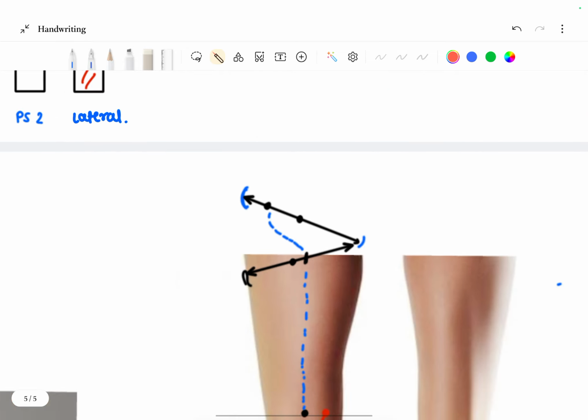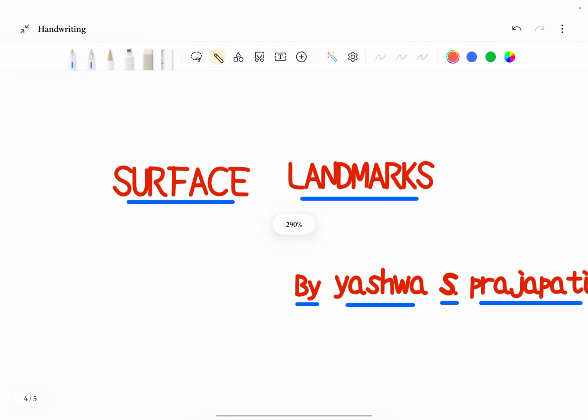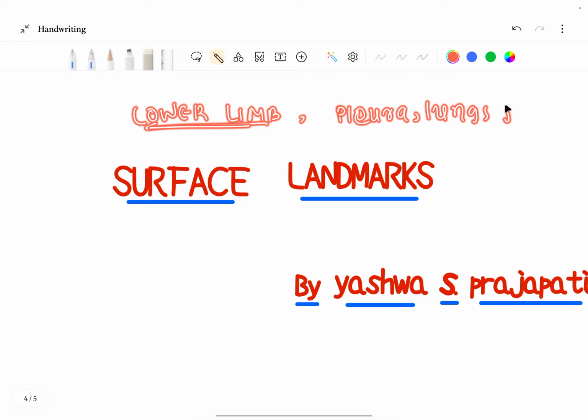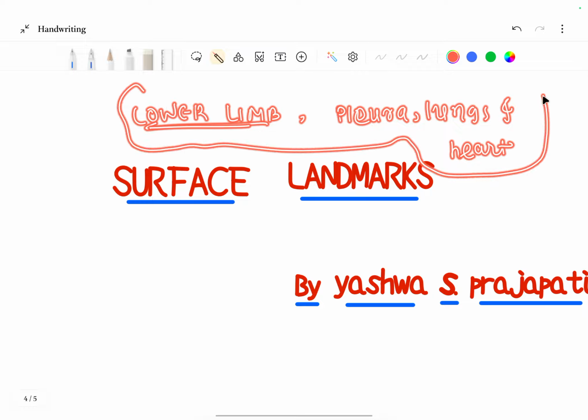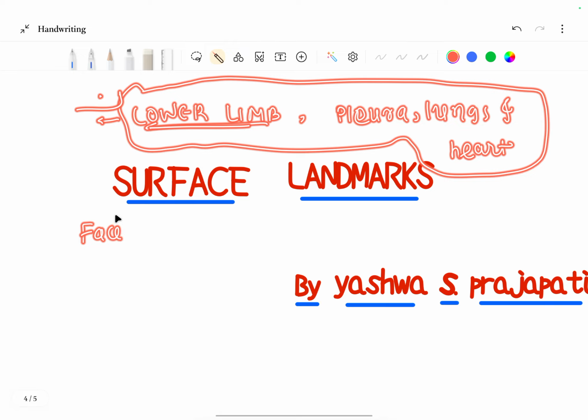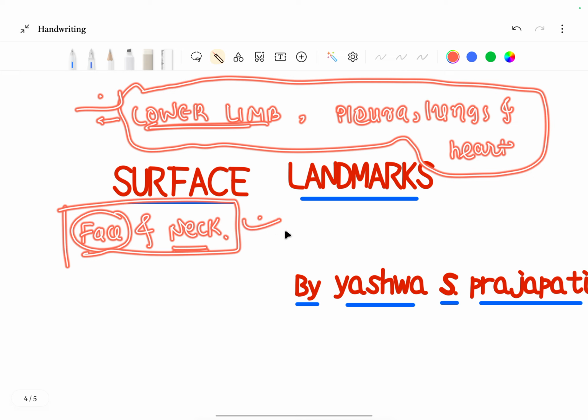Okay, so let us start from the surface landmarks. The surface landmarks of the lower limb are the most important. After the lower limb come the pleura, lungs, and even your heart. These surface landmarks are mostly asked in the exams. Still, there are some surface landmarks of the face and neck also that we will discuss. And as time permits, we will also see our upper limb surface landmarks.